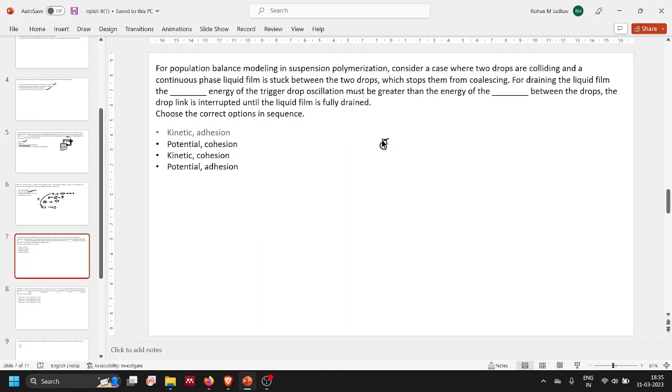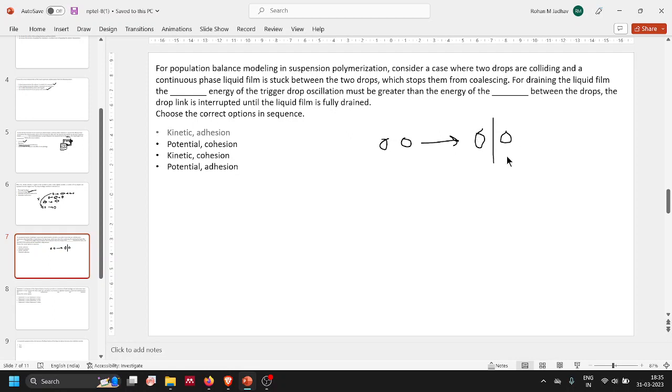So we have one drop, two drop, and then we have a liquid film which is preventing the coalescence of the two drops. Since the liquid film is preventing the coalescence of the two drops, for draining the liquid film, the kinetic energy of the trigger droplet oscillation must be greater than that of the adhesion between the drops. The drop linking is interrupted until the liquid is fully drained.